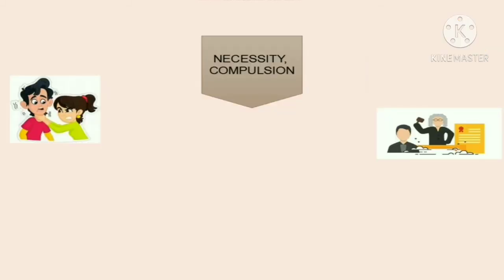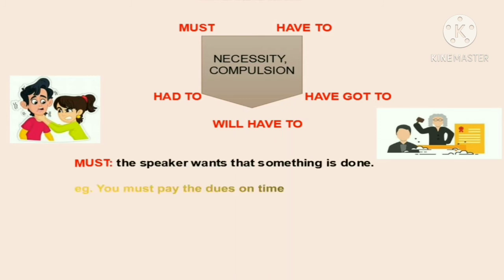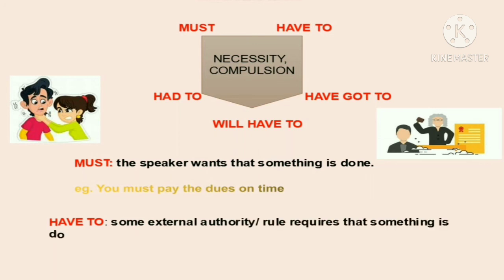Further moving to necessity and compulsion. So the modals used here are must, have to, will have to, had to, and have got to. Now here, must suggests that the speaker wants that something is done. Example, you must pay the dues on time. And have to suggests that some external authority or rule requires that something is done. For example, in the army, you have to polish your shoes every day.